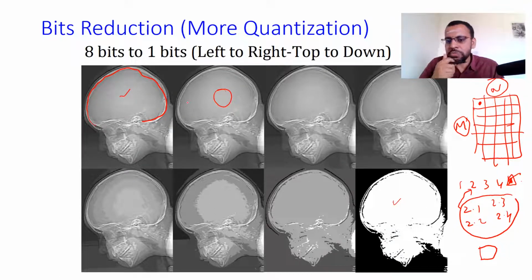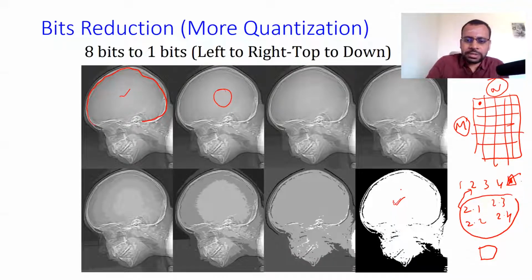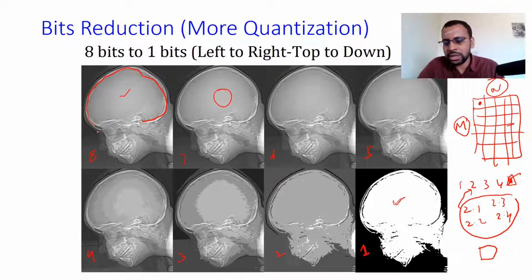My question is, assume that I am using a single bit of information at each pixel to store the intensity values. Then for an image of size m by n, how many bits will be required? M into N. Very good. In these images, they are using 1 bit, 2 bits, 3 bits, 4, 5, 6, 7, 8 bits to store the intensity values. Then if I am using a single bit to store the intensity values, how many distinct intensity values can I represent?